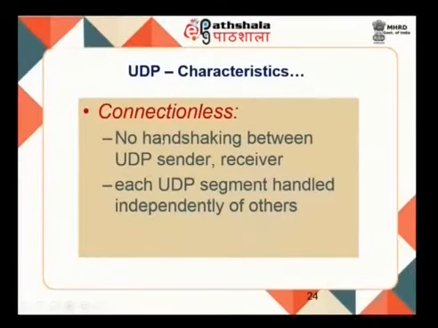And there is no handshaking between the UDP sender and the receiver. So, you do not know whether the receiver is available on the other side or not. It is not UDP's responsibility to find that out, so UDP does not bother about that. And each UDP segment is handled independently of others. Each segment is a separate segment by itself, so there are no sequence numbers maintained. All this, if you want, has to be handled only by the application.